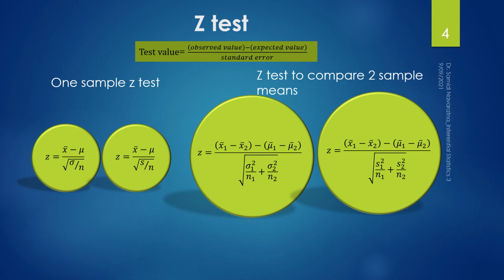Because we do not know the population standard deviations, we estimate them using the sample standard deviation in the one sample z-test, and from our two independent samples we get the standard deviations when we want to compare two sample means.